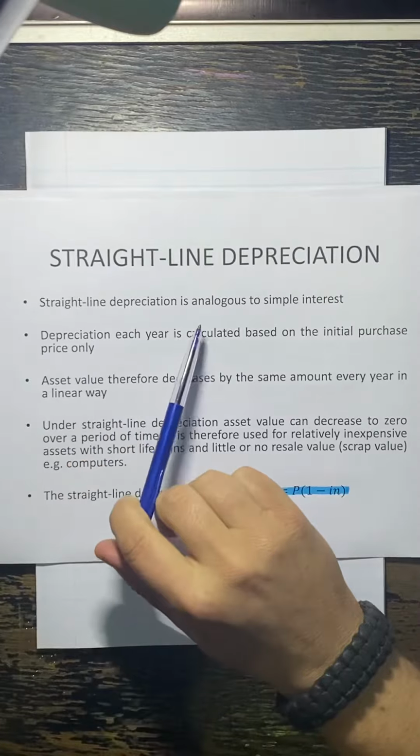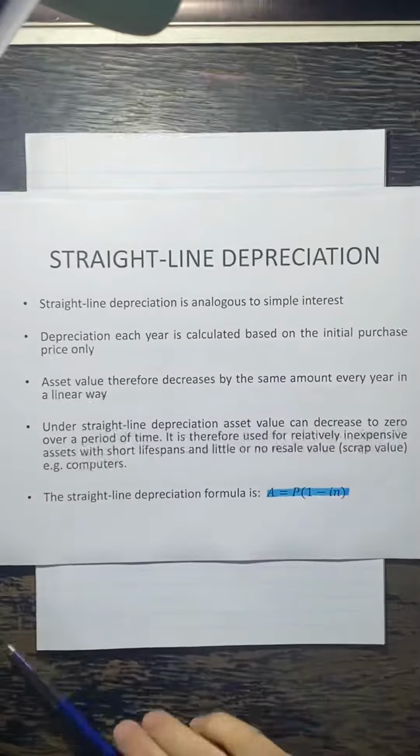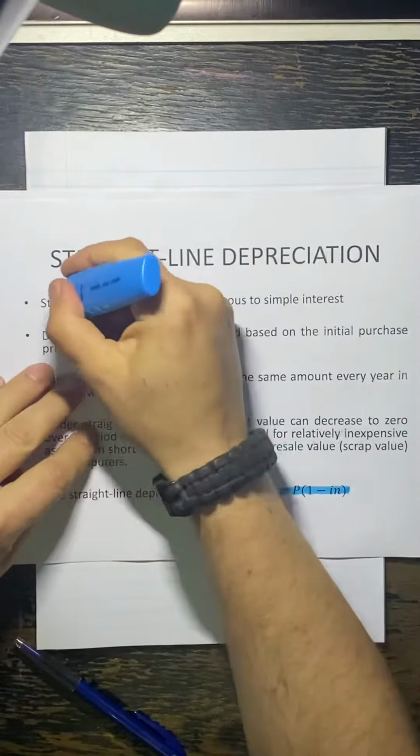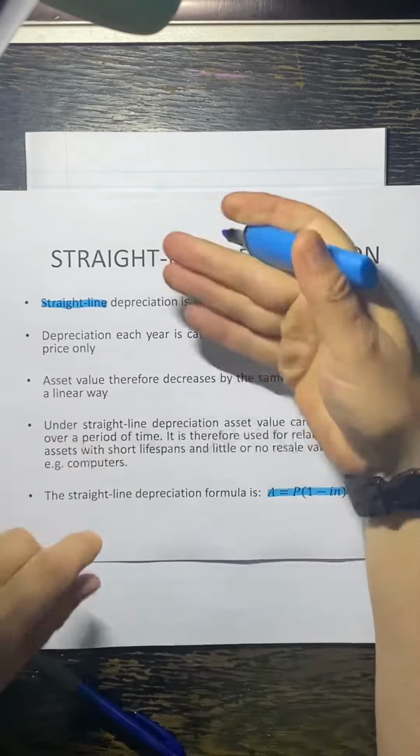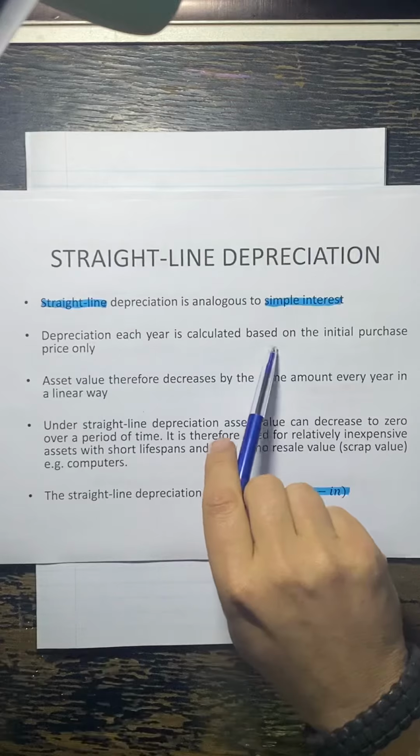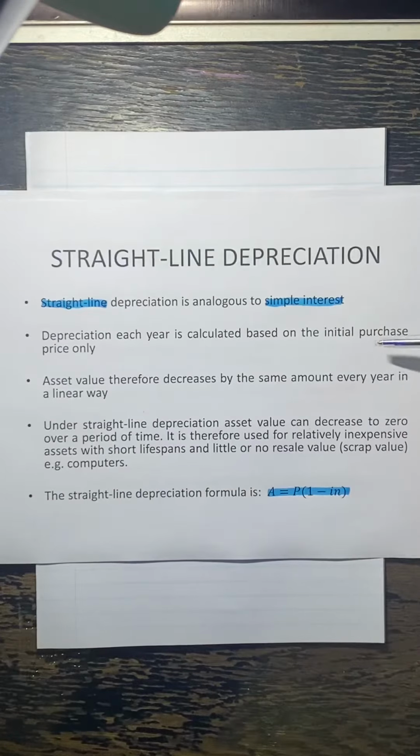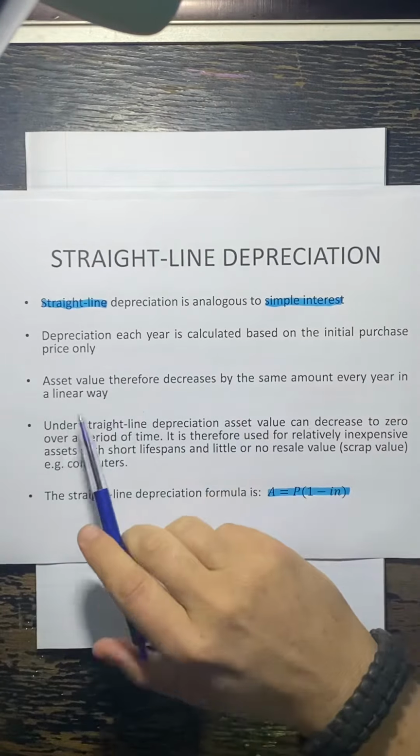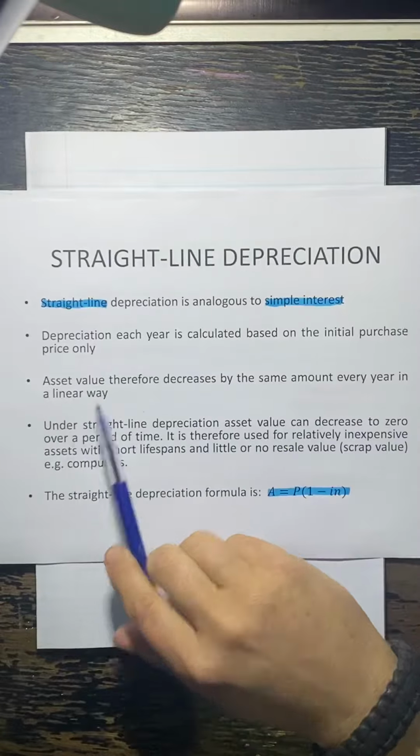Straight line depreciation is analogous with simple interest. Like I said, you can compare the two. So straight line is basically simple interest, but in terms of depreciation. Depreciation each year is calculated based on the initial purchase price only. So similar to what we did when we invested, you would only get interest on the deposited amount. Asset value therefore decreases by the same amount every year in a linear way.